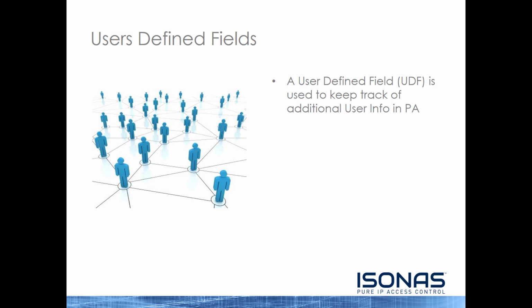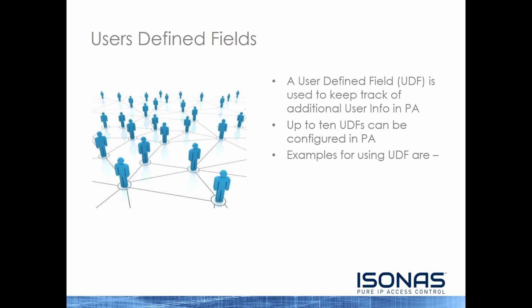What's a user-defined field? A user-defined field, or UDF, is used to keep track of additional user information in Peer Access. At a minimum, a user in Peer Access needs a first name, a last name, a single credential, and to be put into a group to inherit some permissions. But UDFs can allow you to keep track of additional information in the system. We can configure up to 10 UDFs in Peer Access.